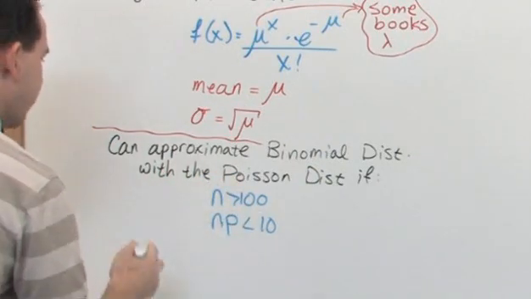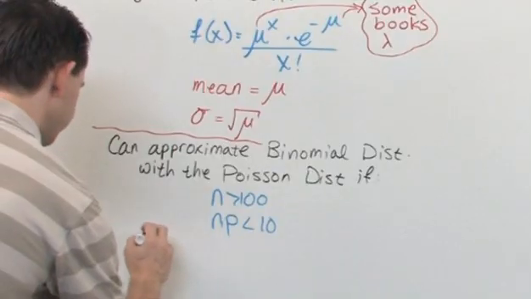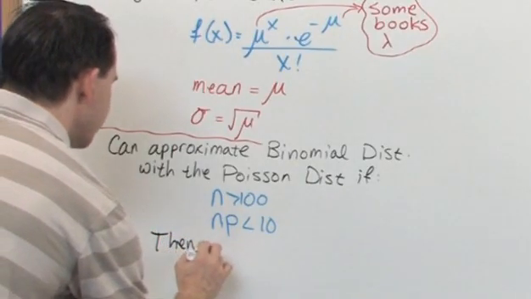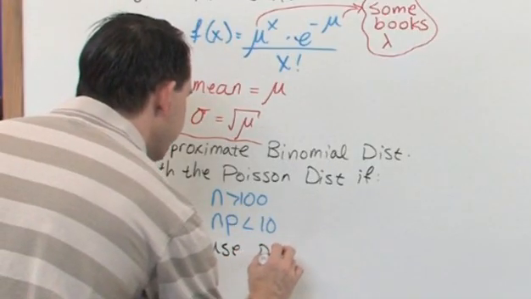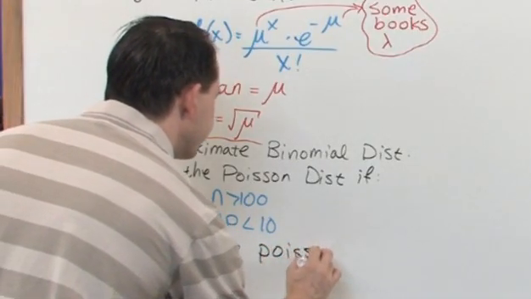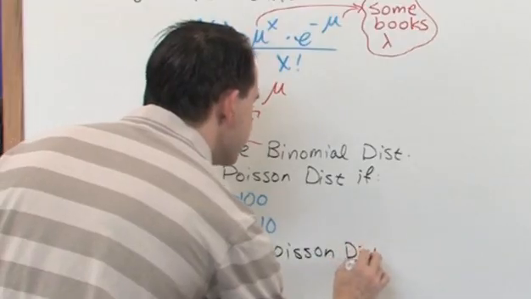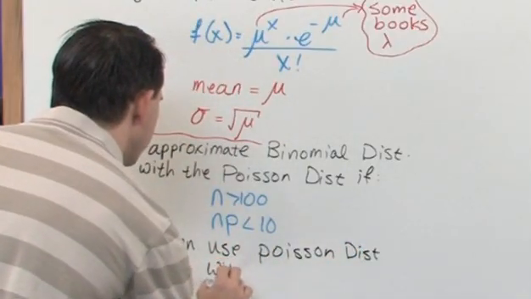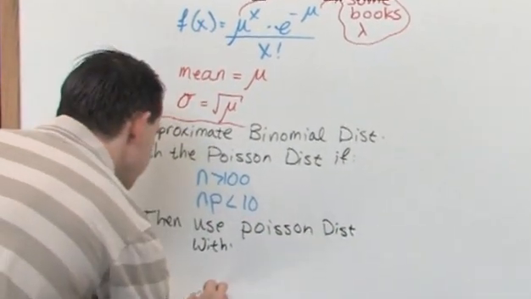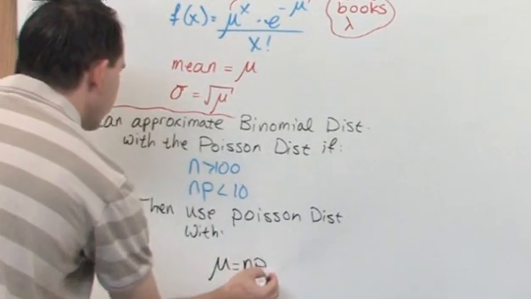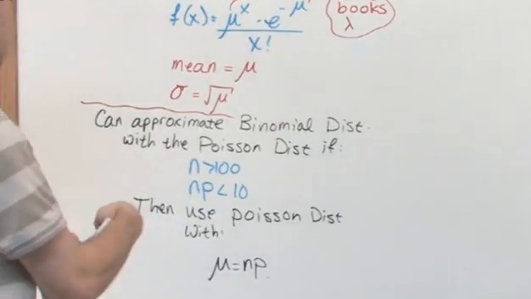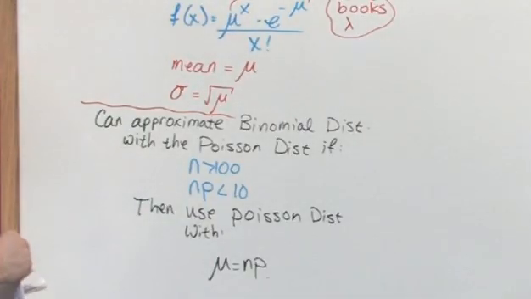And if these two things are met, then you can use the Poisson distribution, just like we said above, with mu equal to n times p. So what does all this mean? We're going to work some problems and make it all clear for you, but I'm just giving you the preamble here, okay?